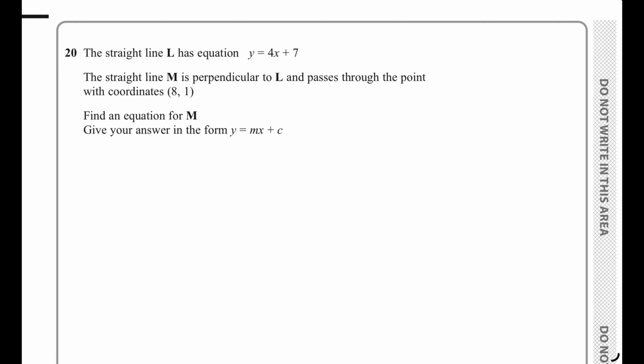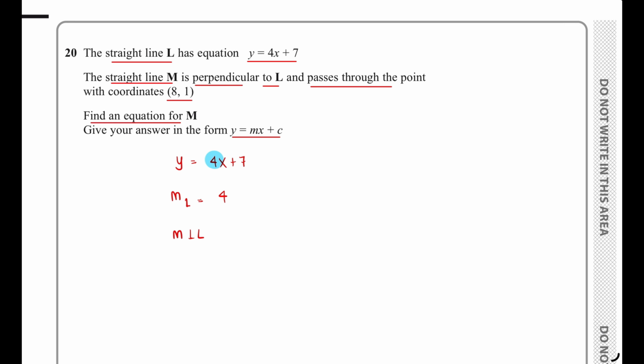Question 20. The straight line L has equation y equal to 4x plus 7. The straight line M is perpendicular to L and passes through the point with coordinates (8, 1). So find an equation for M. Give your answer in the form y equal to mx plus c. Okay, so starting with the equation of line L, we have y equal to 4x plus 7. So from this equation, we can find the gradient of line L, which is equal to 4 from here. Now, line M is perpendicular to line L.